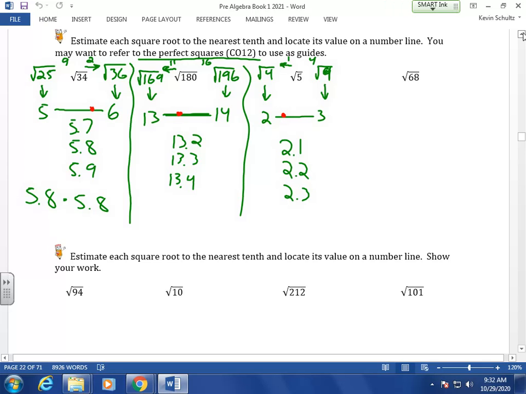Okay. Anyone check it? Did you do 2.1 or 2.2? 2.2 is 4.84. Ooh, that's pretty close. Yeah, so 2.2 times 2.2 is about 4.8, which is pretty close to 5. So the root of 5 is going to be about 2.2. Okay? All right. Any others? Yes.